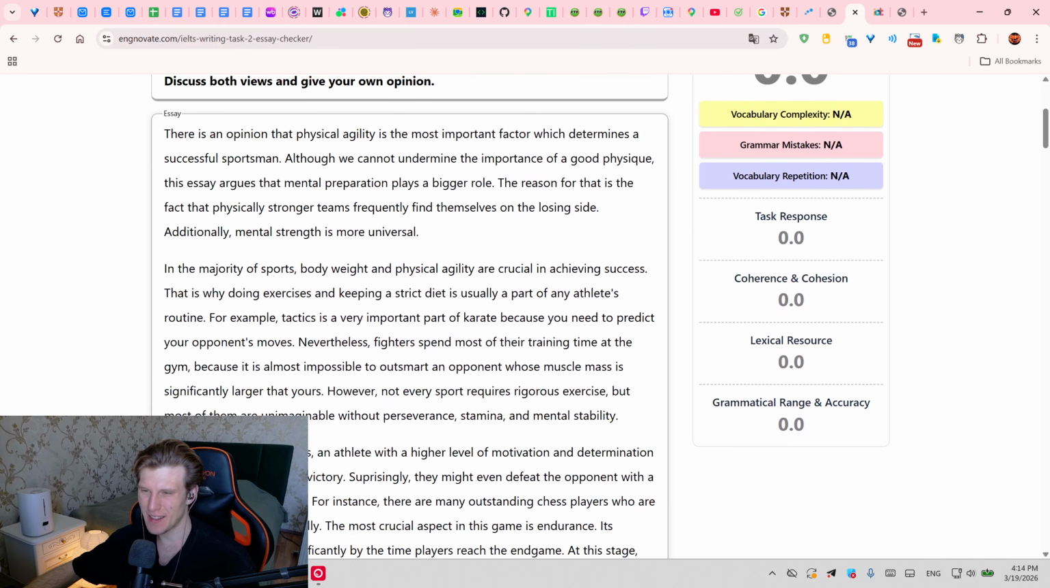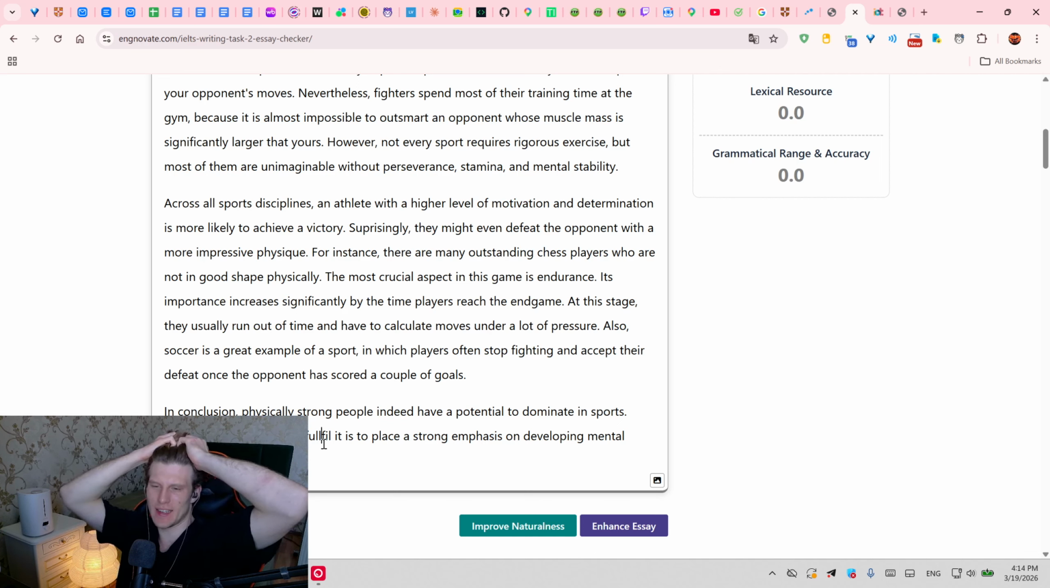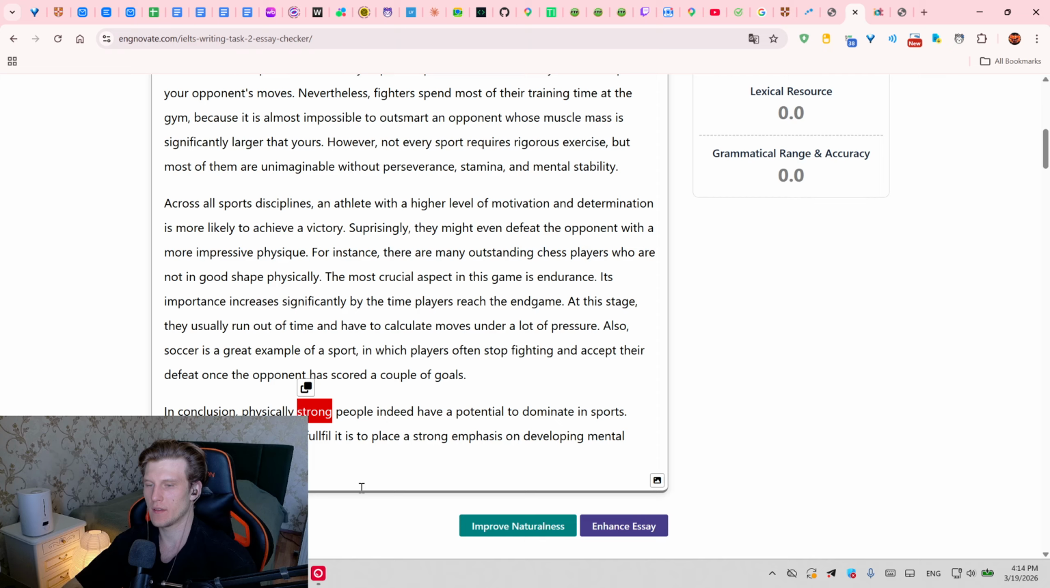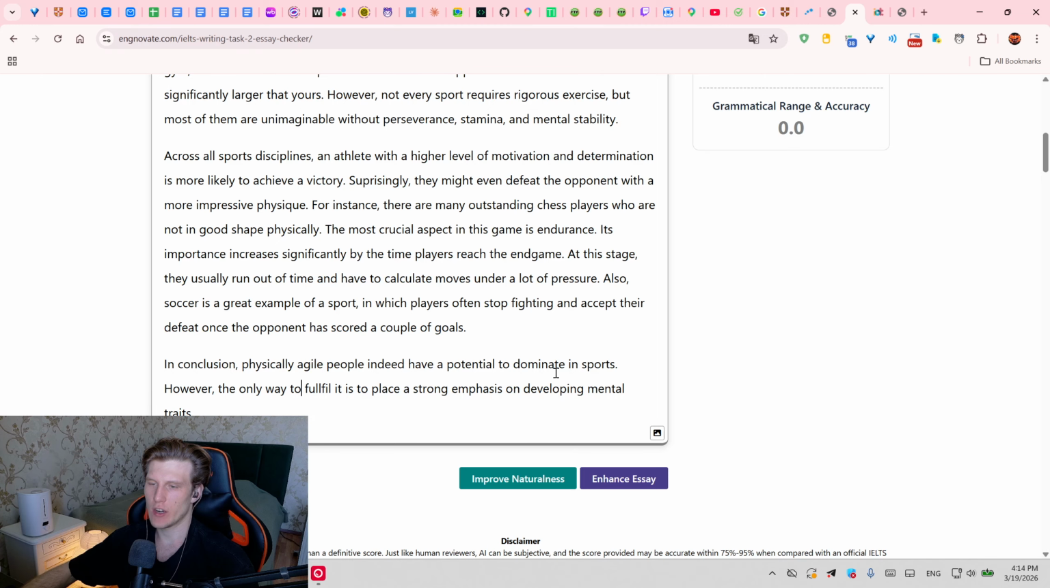I don't like this, but I mean, that's a conclusion. It doesn't have to be ideal. Indeed have a potential to dominate in sports. That is fine. Physically agile. How many times did I use agile in this essay? Once? Okay, then it's totally fine. Physically agile people indeed have a potential to dominate in sports. However, whether it will be fulfilled depends.